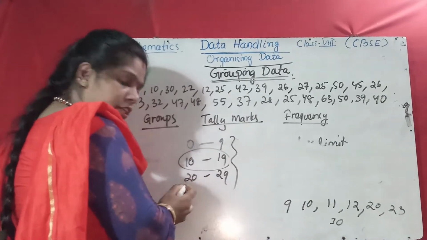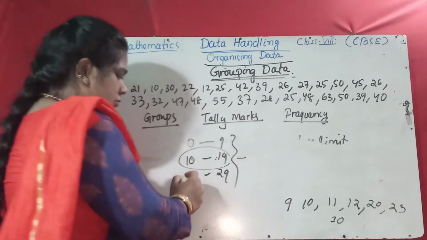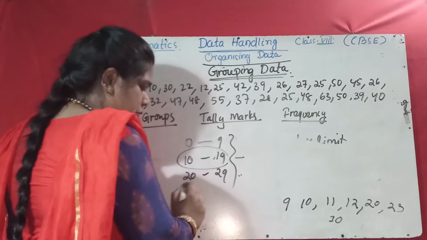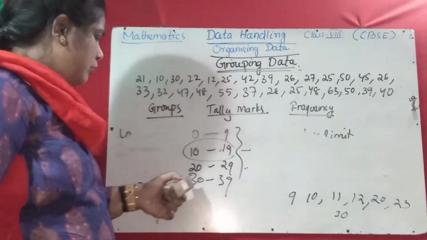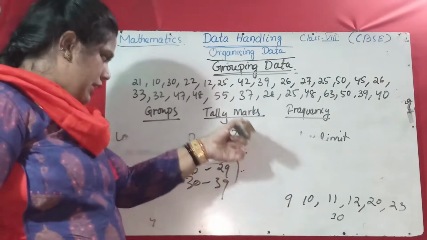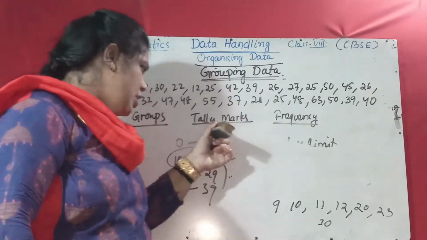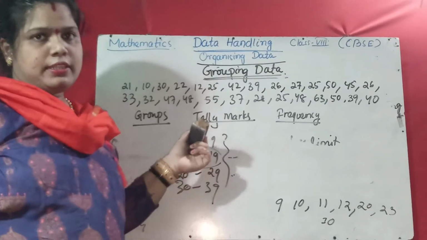So 19 is not here. So 19 will come in this group. Okay, 20 will come, 29 will come in this group. So next we will start from 30 to 39. Okay, so here both the upper limit and lower limit numbers will come in this group. So whatever distribution table or grouping you make, according to that you will make the data.